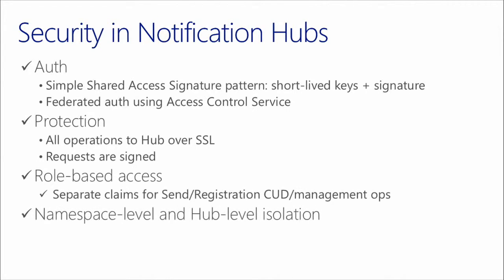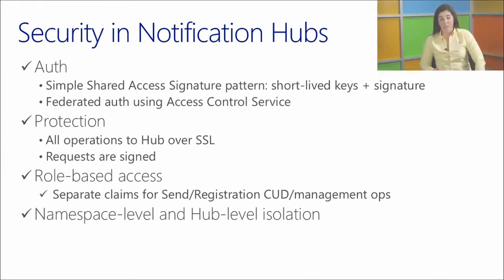To cover security and notification hubs, stepping back from SignalR and Service Bus for a moment, authentication follows a shared access signature pattern. All operations to the Notification Hub are over SSL, so we talk about not having to adjust your firewall to use Notification Hubs in an application backend hosted on-prem, but rest assured that all those communication channels are very secure. Role-based access is possible using some of the methods Kirill's covered, and there is namespace level and hub level isolation. A namespace is able to encompass up to 50 hubs.